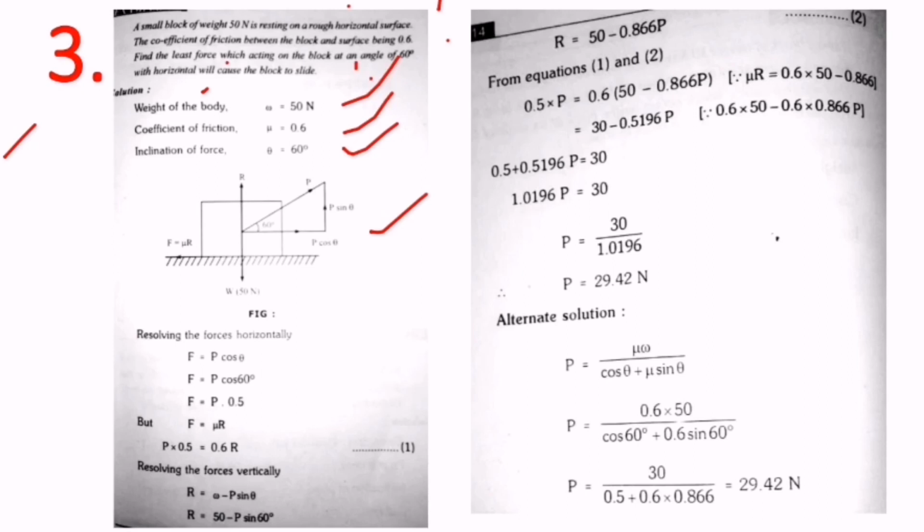So F equals P cos theta, resolving horizontal forces. Left side F is going and right side P cos theta is going. That P is cos 60, so that is 0.5. So F equals P into 0.5, but F equals mu into R. So if you equate these two, mu into R equals P into 0.5, so that we will get as the first equation.